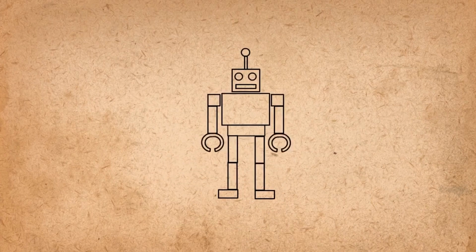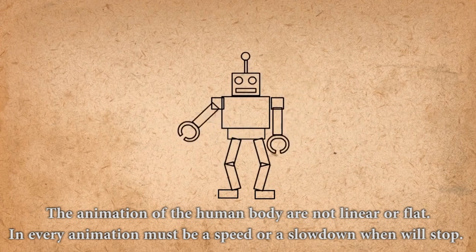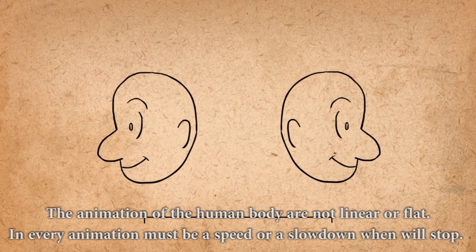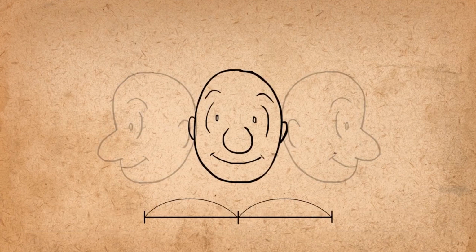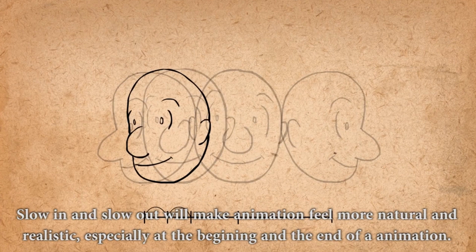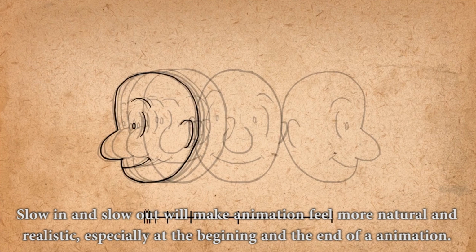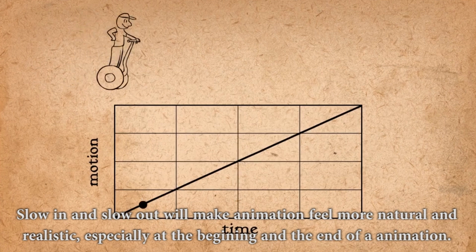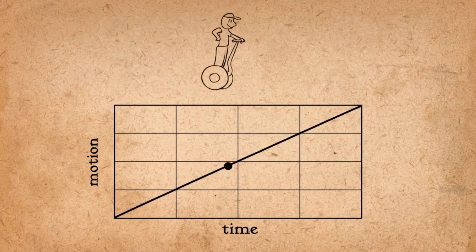The animation of the human body isn't linear or flat. In every animation there must be a speed up or slowdown when it will stop. Slow in and slow out will make the animation feel more natural and realistic, especially at the beginning and in the end of animation.